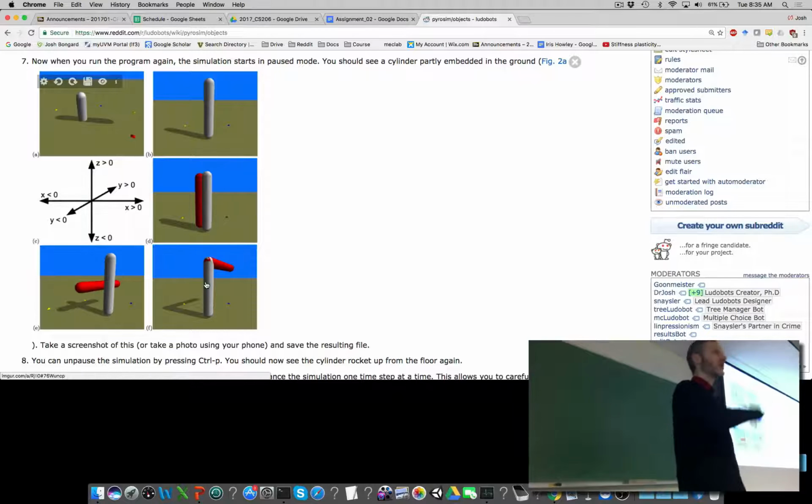So we're going to start to do a lot of things with positions and orientations, and I'm going to refer a lot to x, y, and z. So x is horizontal, y is into and out of the screen, and z is up and down.